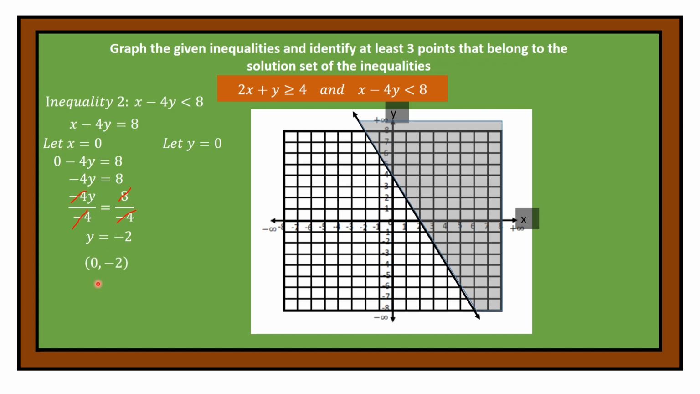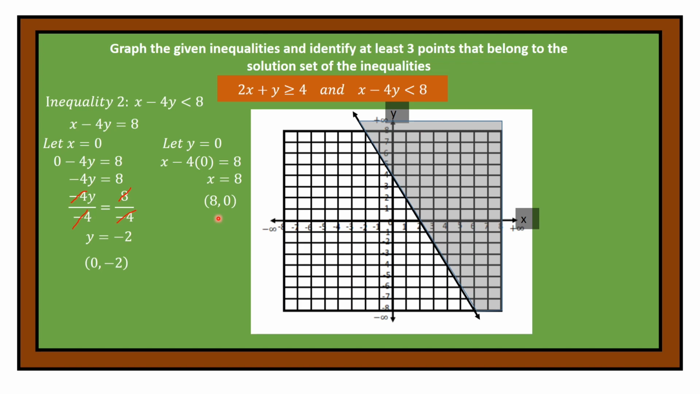Okay. So, ang first ordered pair natin is 0, negative 2. So, ito yung tinatawag na y-intercept. Next, let y be equal to 0. This time, yung y naman ang papalitan natin ng 0. Kaya magiging x minus 4 times 0 is equal to 8. So, we have here x is equal to 8, since negative 4 times 0 is equal to 0. Kaya ang ating second ordered pair ay 8, 0. Ito yung tinatawag na x-intercept.